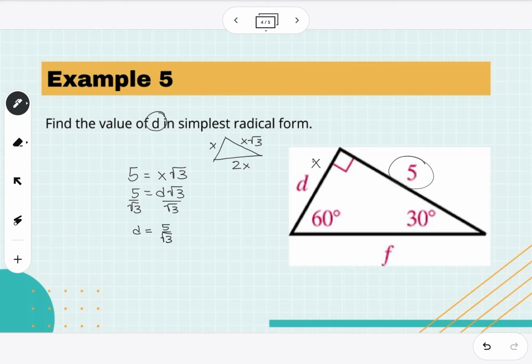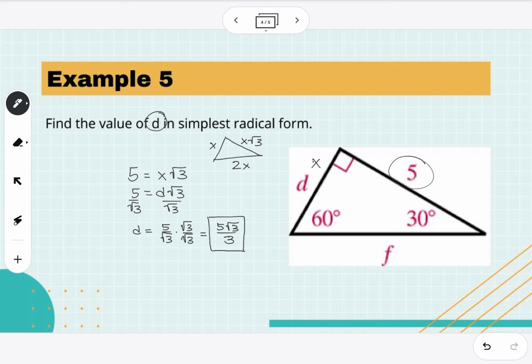Remember, I don't like that radical in the bottom. I need to rationalize the denominator. To do that, you're going to multiply by radical 3 over radical 3. Up top, I'm going to have 5 times rad 3. Can't really combine those. On the bottom, remember, radical 3 multiplied by itself is just going to give us 3. Can't really simplify any further than that, so this is actually our final answer. D equals 5 rad 3 over 3.